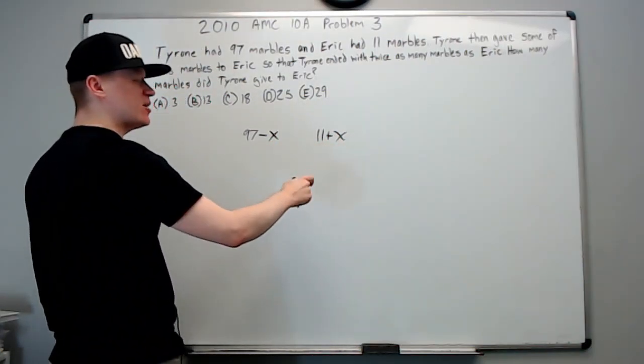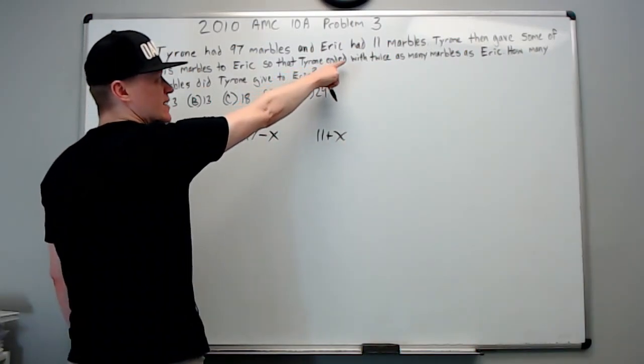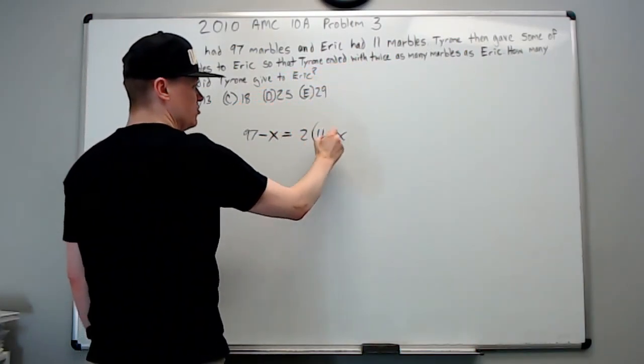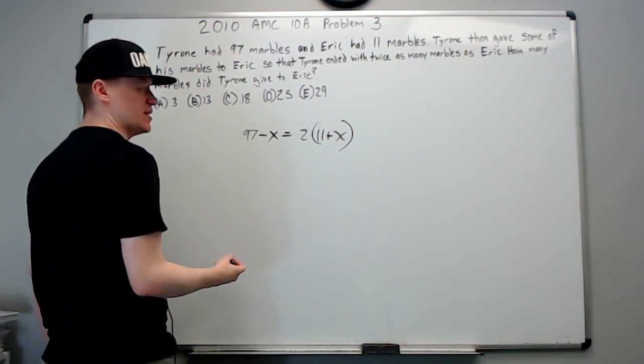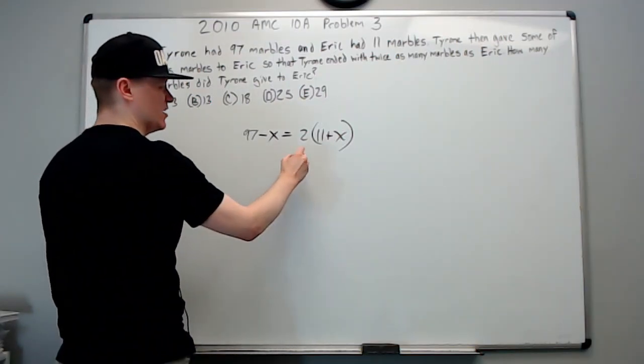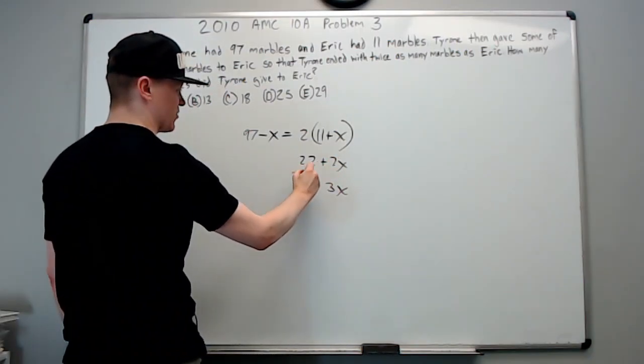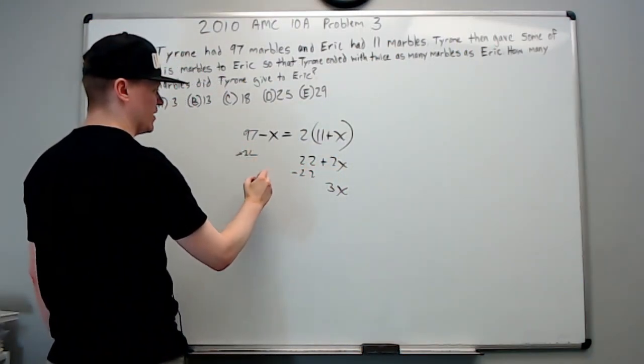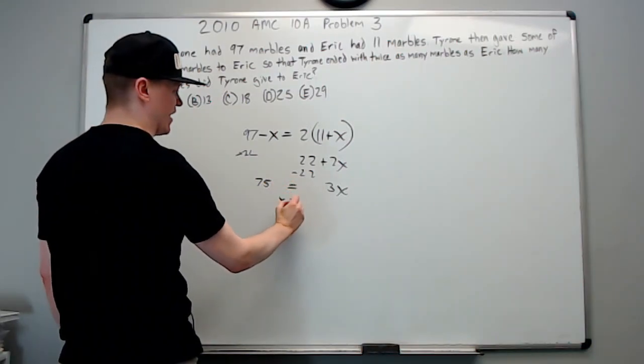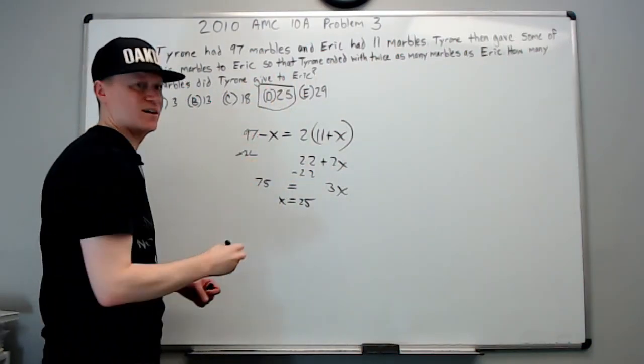But they're not going to be equal. Instead, Tyrone ended with twice as many, so 2 times what Eric had after the exchange took place. So this is 22 plus 2x. Move the negative x over to get 3x. Subtract 22 to get 75, and x is 25. On to the next one.